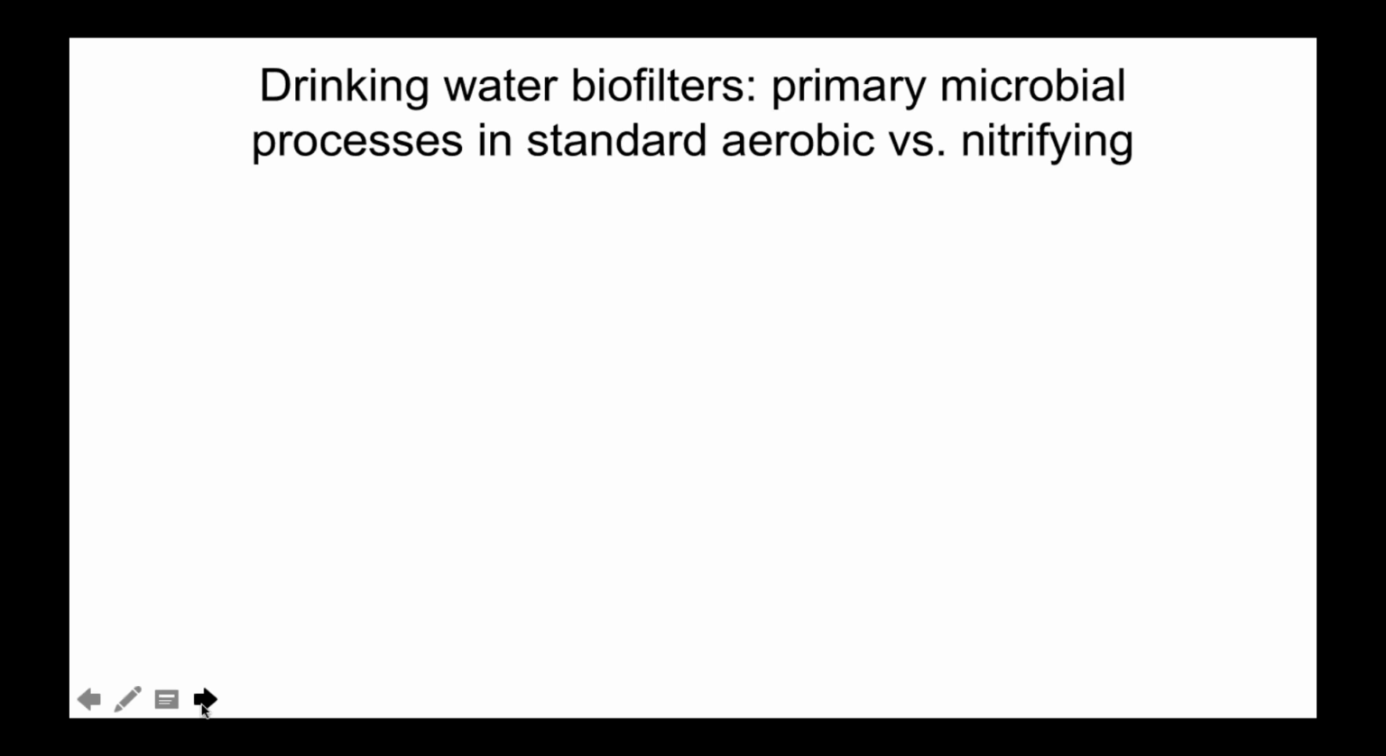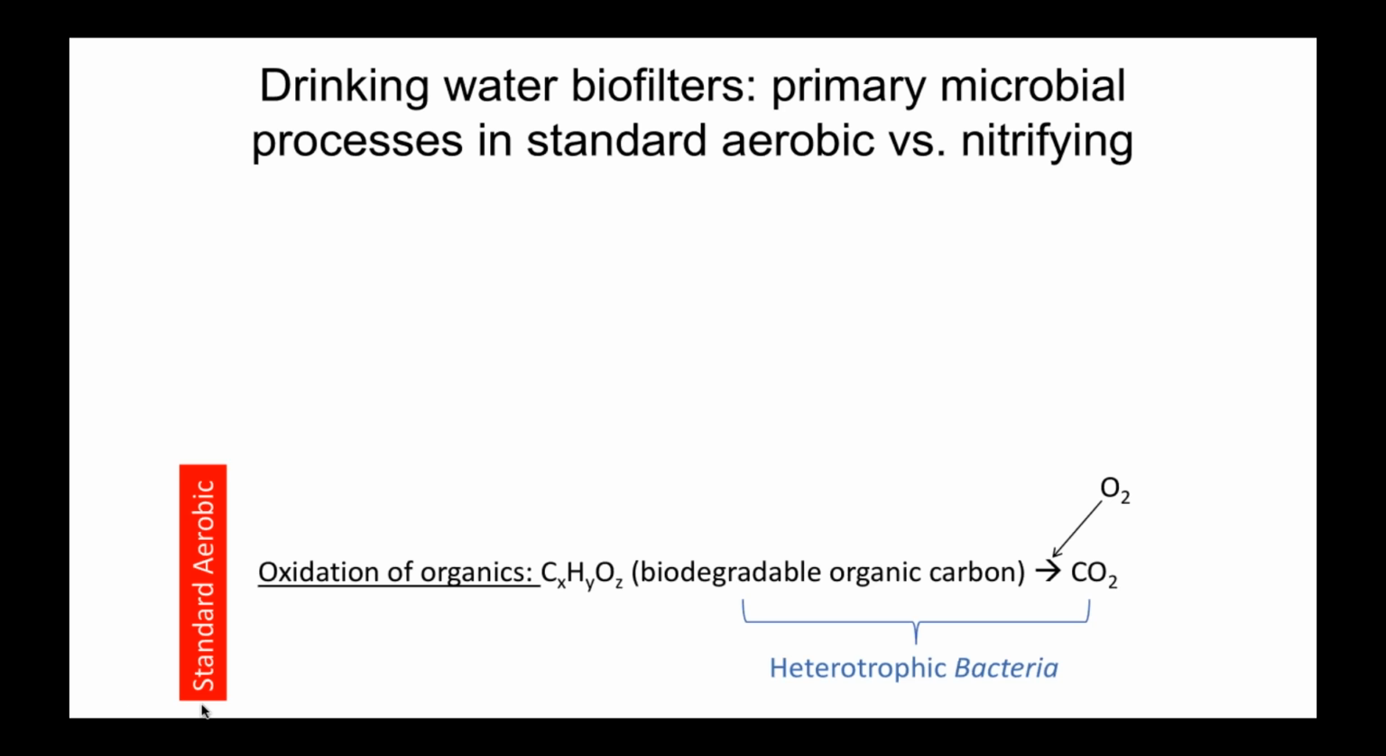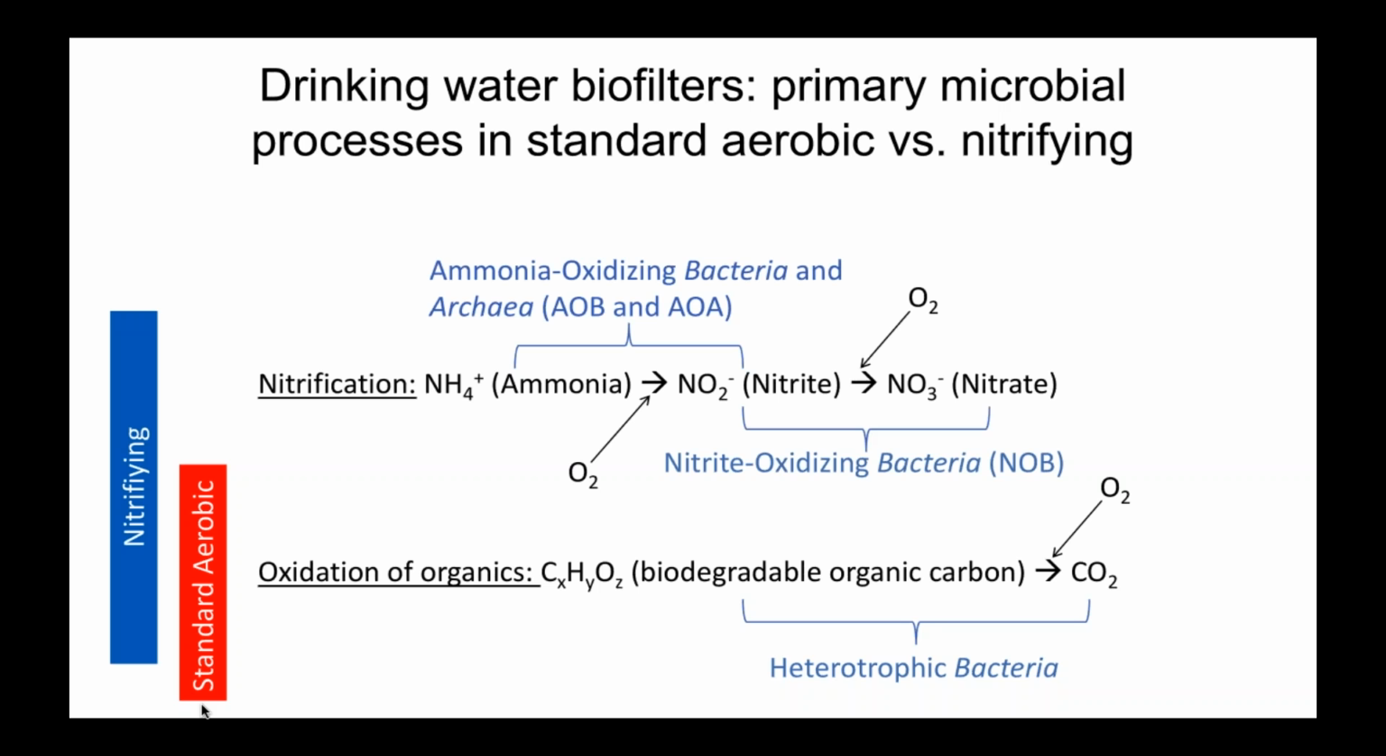And I'd like to start out by telling you about the primary microbial processes in the two biofilters that we used in our study. So the first is typically called aerobic biofilters. In our case, I'm going to be referring to it as standard aerobic. And this is where there's oxidation of organics to carbon dioxide by heterotrophic bacteria. And then the second group of biofilters were nitrifying. And in addition to oxidizing organics, they also oxidize ammonia to nitrite and then to nitrate by nitrifying microorganisms.